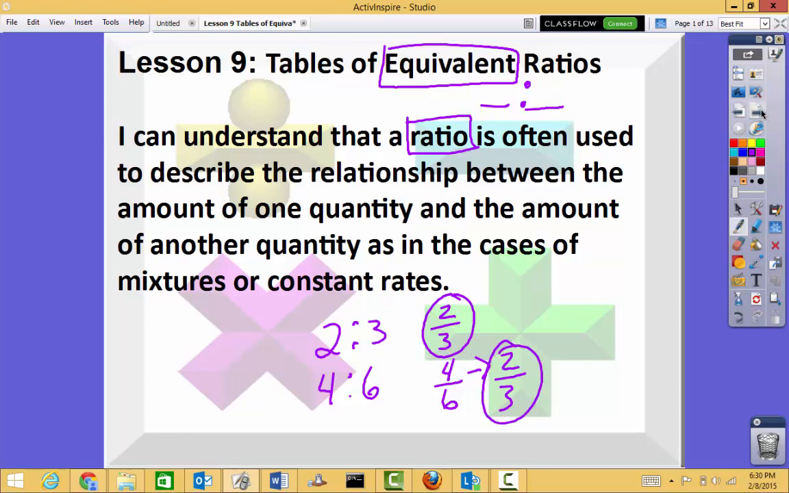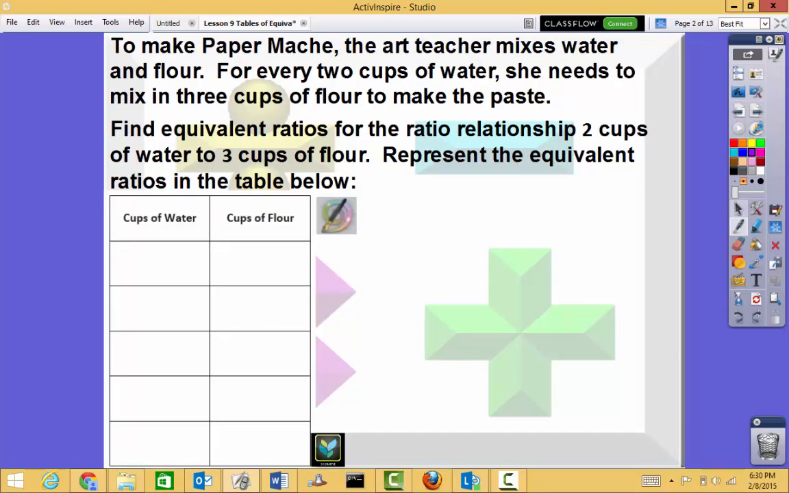Alright, so let's begin. So here's our first problem. To make paper mache, the art teacher mixes water and flour. For every 2 cups of water, she needs to mix in 3 cups of flour to make the paste. Find equivalent ratios for the ratio relationship 2 cups of water to 3 cups of flour. Represent the equivalent ratios in the table below.